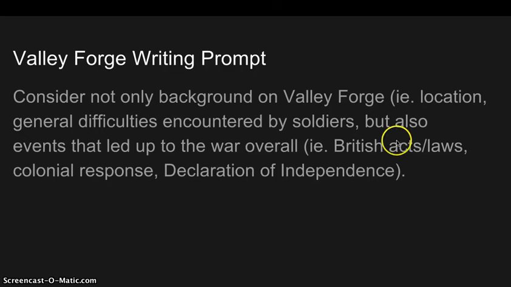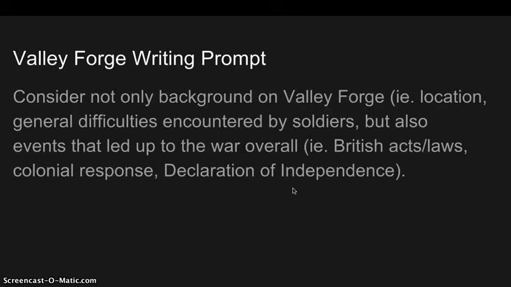But you're also going to want to include some events that led up to the war overall. You have to place Valley Forge in context. You have to tell me why there was a need to have a military base, why there was a need for Washington's soldiers to even be there in the first place, and that's going to lead us back to why the war was even being fought. So that might be where you want to include some information from the unit summary on some of the British acts and laws, how the colonists responded, how they declared independence, and how from there they went through a bloody war and how conditions in the war were very difficult for soldiers.